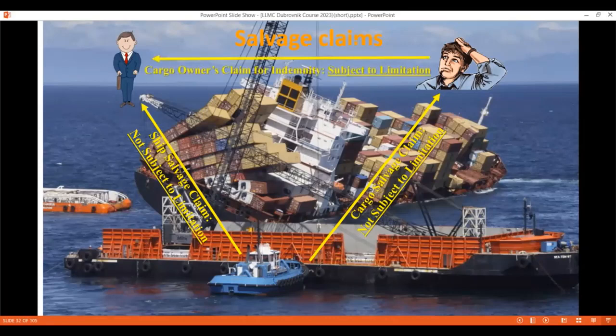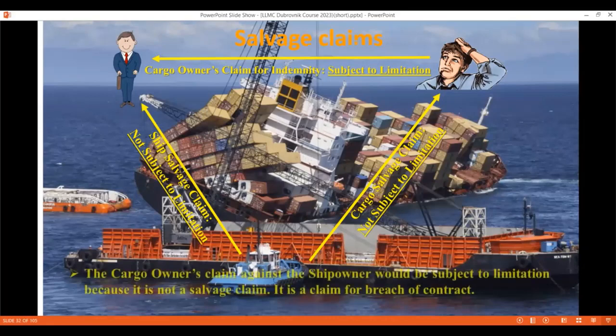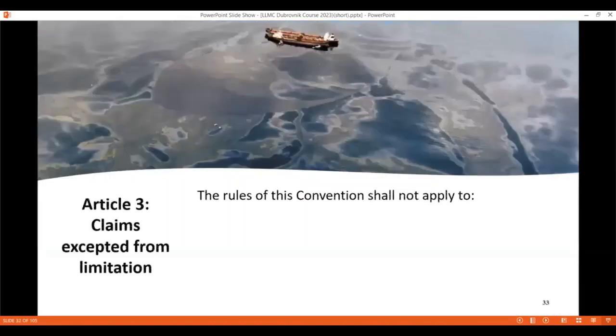But when the cargo owner claims compensation or indemnity from the ship owner, that would be subject to limitation of liability. The reason is that the cargo owner's claim against the ship owner is not a salvage claim anymore. It is a claim for breach of carriage contract. So it has lost its identity. So when we speak of claims of salvage, they are direct claims brought by the salvor.